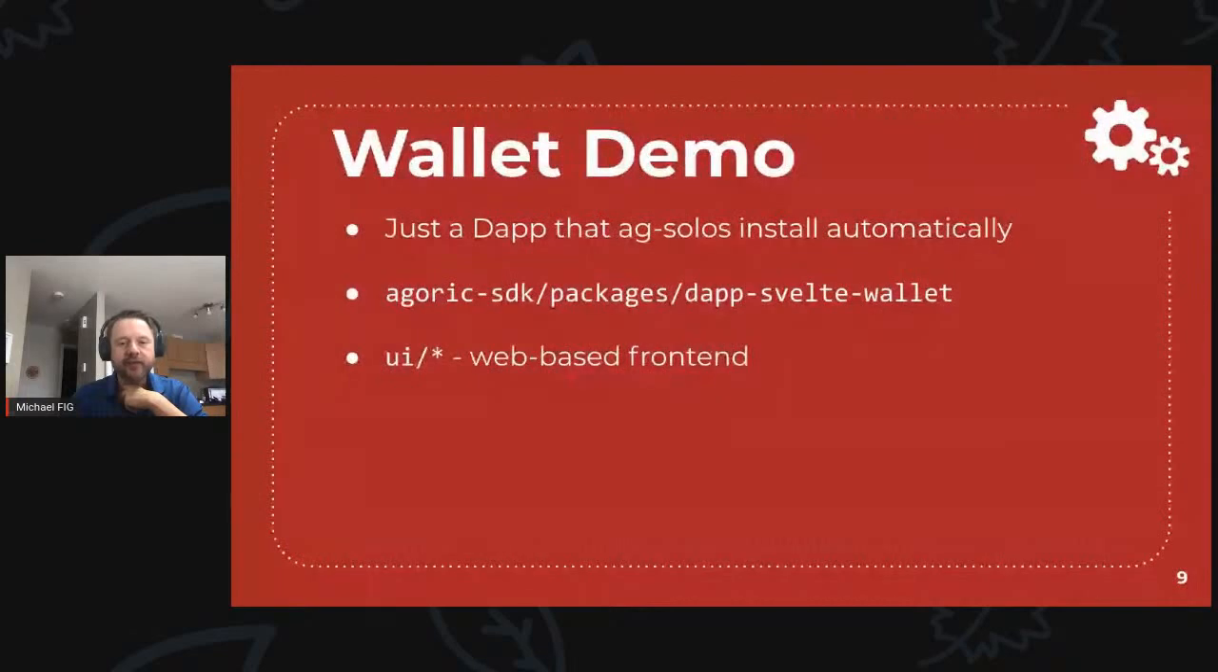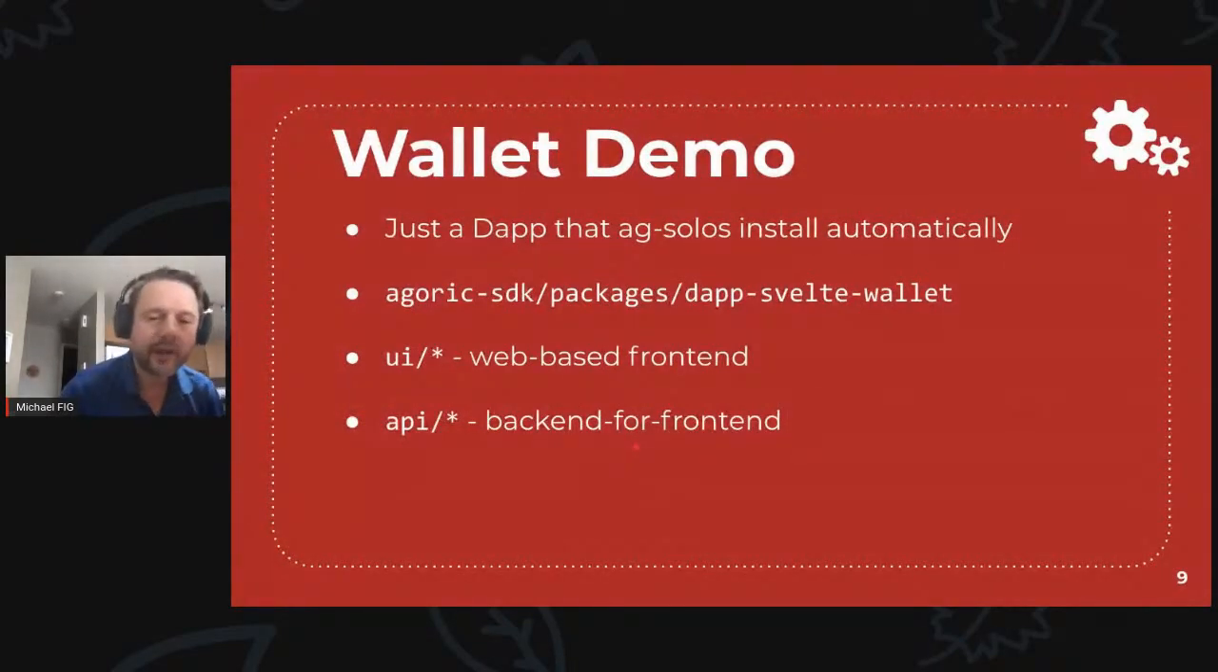The UI subdirectory is the web-based front end, and the API subdirectory is the backend for that front end. So when we talk about the wallet and dapps interacting with the wallet, we're really talking about what the API server provides. Because the UI is only visible to the owner of the Ag Solo. The API is how other things interact with it.